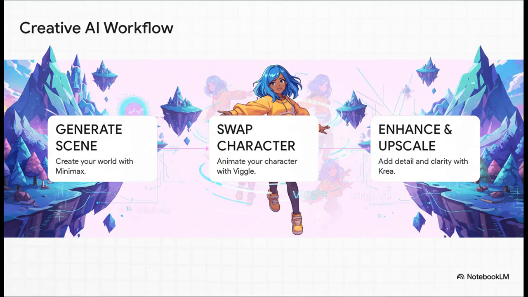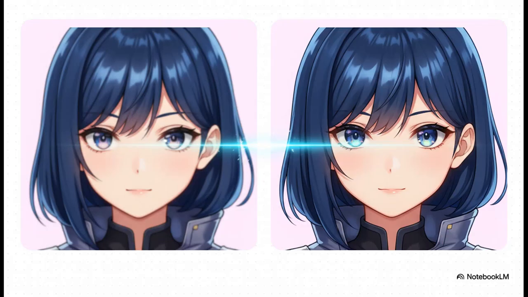So the whole workflow is actually pretty simple when you break it down. We start with Minimax to create our world. Then we jump over to Viggle to animate our character inside that world. And finally, we use a tool like Krea AI to clean everything up and just make it shine. This slide shows you exactly why that last step is so important. AI video can sometimes have these little issues, blurry details, maybe a warped face here and there. Well, Krea's enhancement feature doesn't just bump up the resolution, it intelligently adds detail and clarity, fixing those common problems and giving your video a truly professional look.